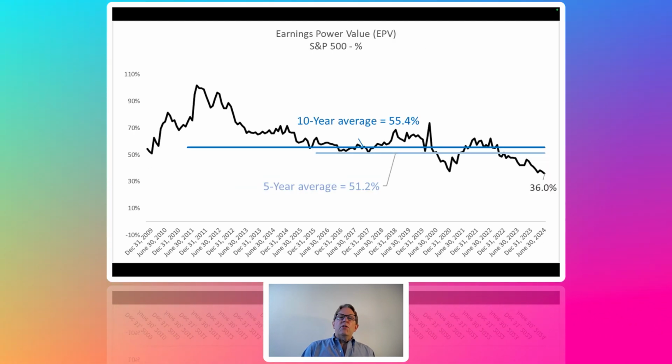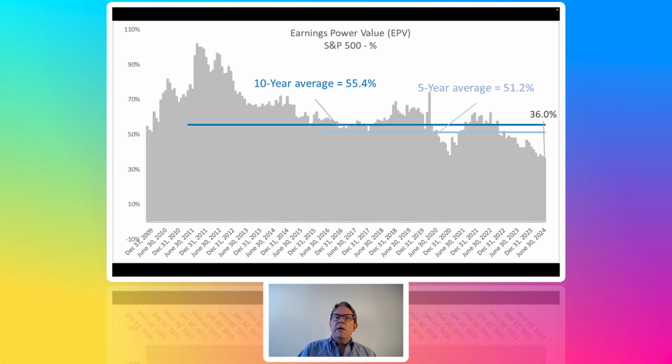All right, so here's your earnings power value as a percent of enterprise value, going back for the same time series, now 15 years. And you can see that as of right now, earnings power value as a percent of the S&P 500 is down to 36%. The 10-year average is about 55%. The 5-year average is just above 50%, 51%. So we're well below both the 10-year and the 5-year average, which means, by definition, we're paying a lot for growth as a percentage, not just as an absolute, but as a percentage.